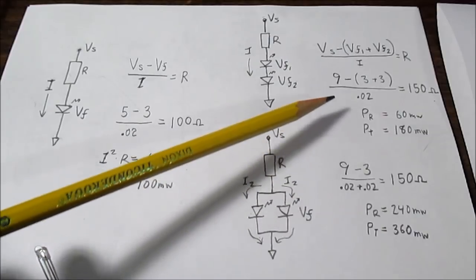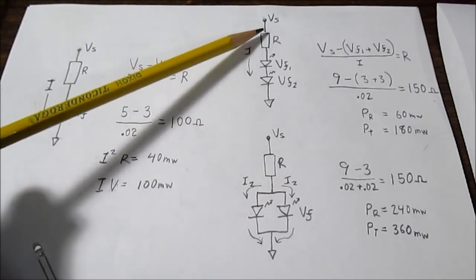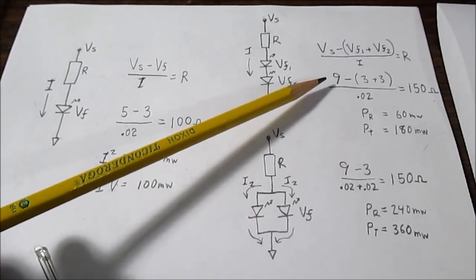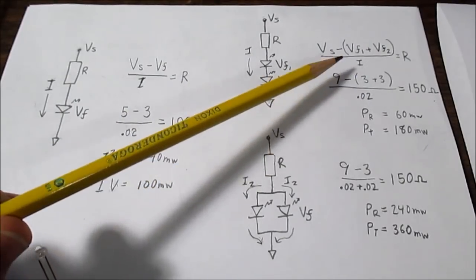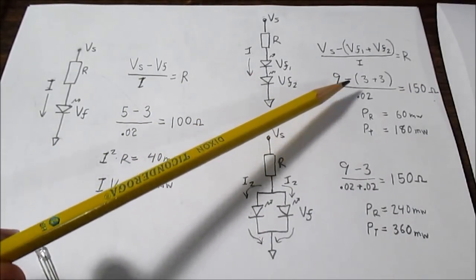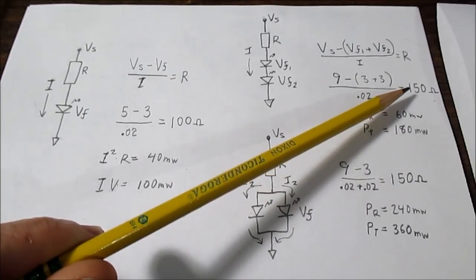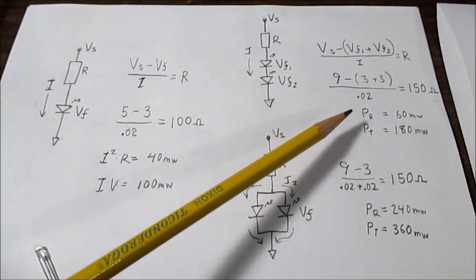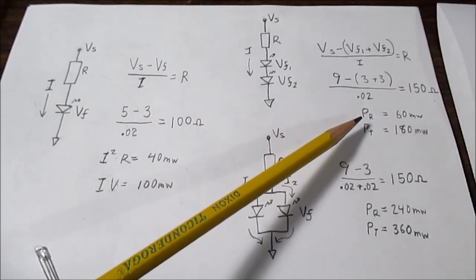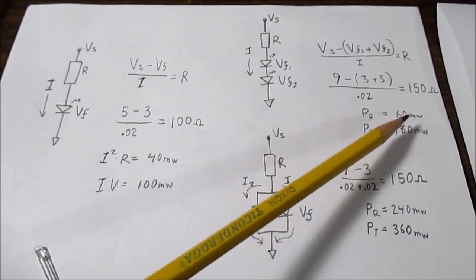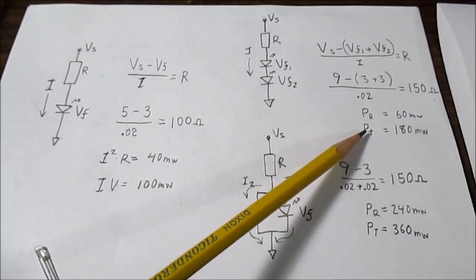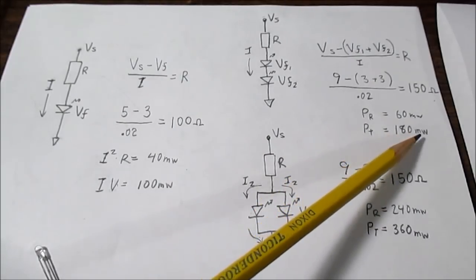So using a similar situation, but of course we need a higher supply voltage, and I'll use 9 volts in this case. So we have 9 minus 6, and we'll use the same current value of 20 milliamps. That gives us a resistance of 150 ohms. And using these formulas, the power dissipated by a resistor will be 60 milliwatts, and the total power dissipated by this circuit will be 180 milliwatts.